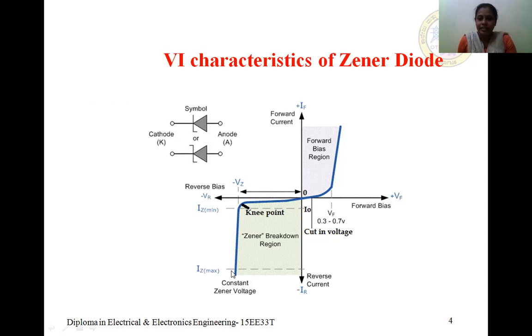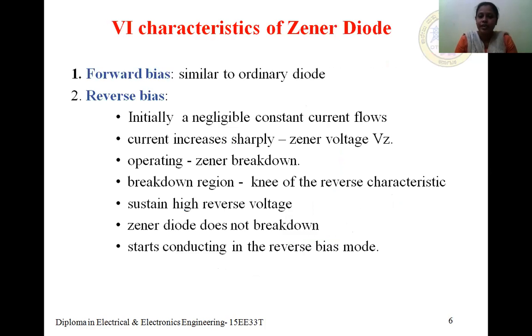So with a sudden increase in the current, this region of operation we will call the Zener breakdown region. At this point, the voltage is constant. That constant voltage is called Vz. We can say that the Zener is operating in the reverse biased condition without damage, without breakdown, without burnout. So we can conclude that the Zener diode is conducting in the reverse biased mode.